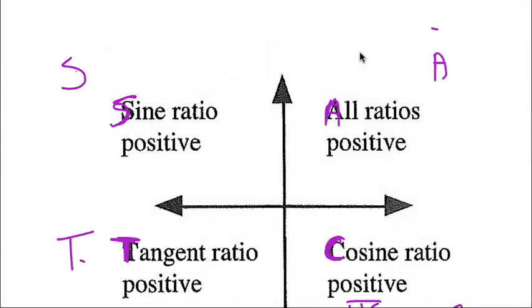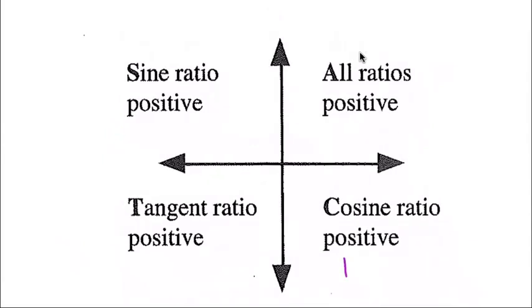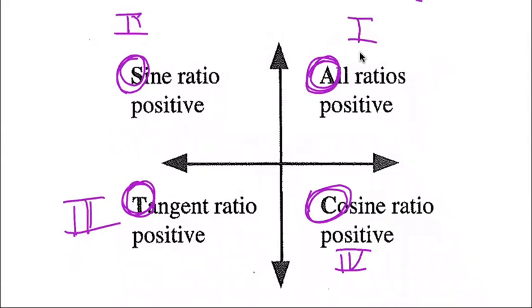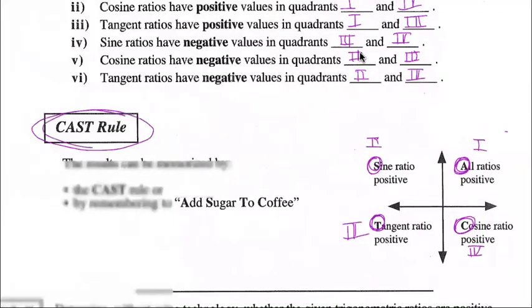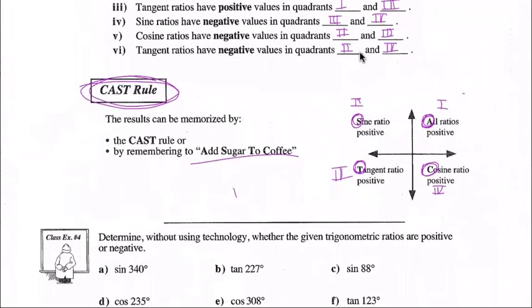The reason some people use add sugar to coffee is because it goes with the same numbers as the coordinate grid numbers. Add is quadrant 1. Sugar, 2. To, 3. Coffee, 4. Right? So add sugar to coffee. Whichever one you want to use, it makes no difference to me. I personally use the CAST rule. It's a nice word to remember, CAST rule instead of 4 words, right? So I use the CAST rule. And we can use this rule to very quickly determine the sign of some particular trig ratios. We're going to do that with example 4, and also with example 5, okay?